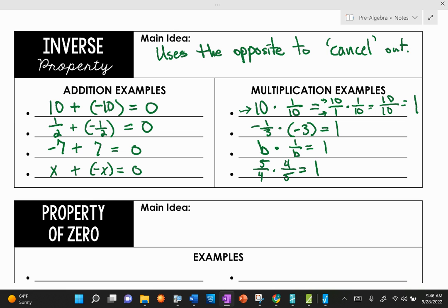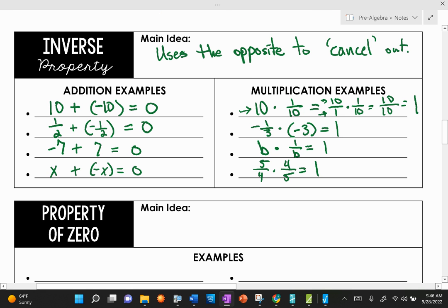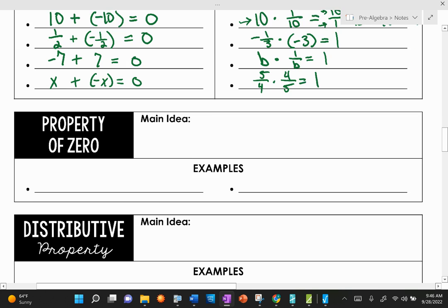This property, guys, I'm not going to put ultimate importance on any one of these. This one for algebra, I think, is the most important for you to really know. You really, really need to understand the inverse property. So whoever has this property for your project, which you won't find out until I assign it to you, it'll be important. Property of 0. Let's keep going. We're almost done.